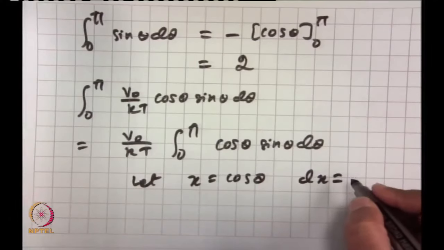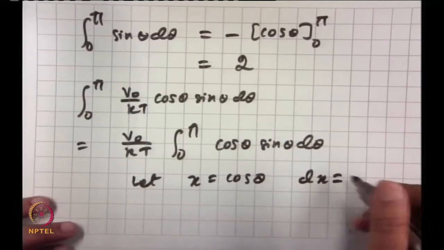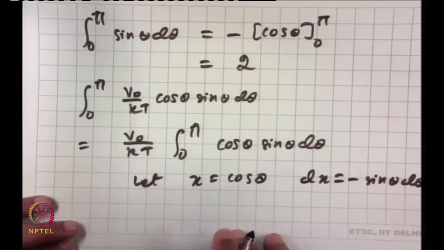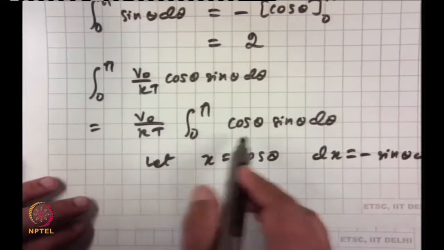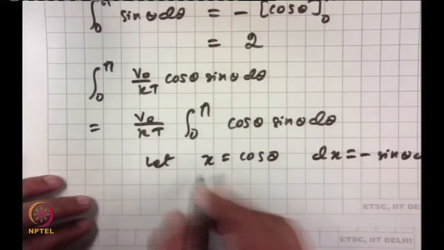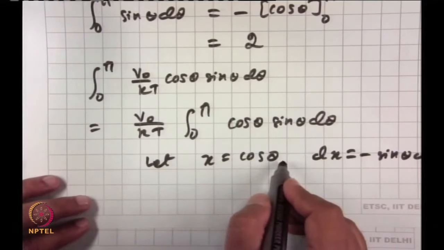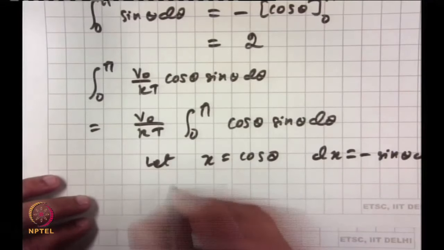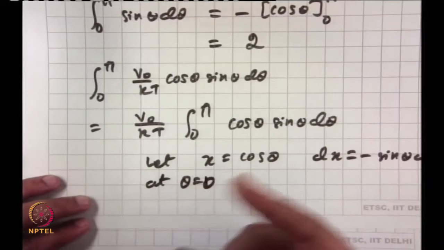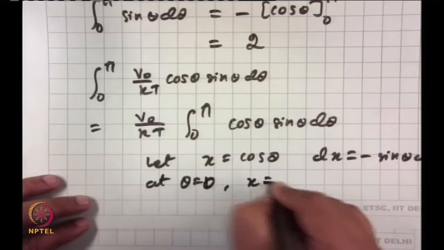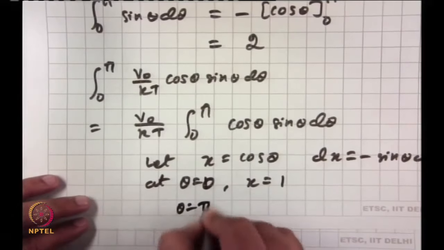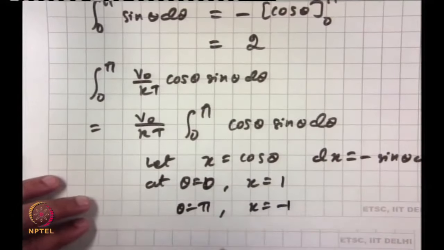What is dx equal to? Minus sin theta d theta, okay. So, this integral, okay. One more thing, if x is equal to cosine of theta, I have to change the limits of x. At theta equal to 0, what is x equal to? 1, right. At theta equal to pi, what is x equal to? Minus 1, right.